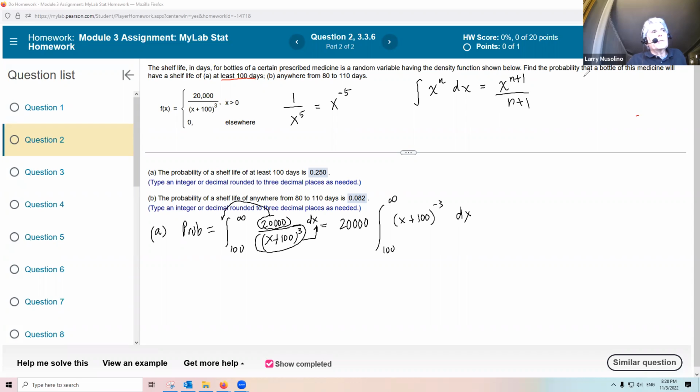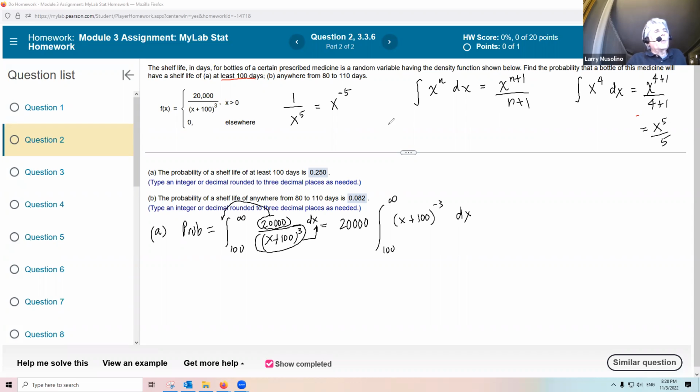Let's do an example here just to get started. How about the integral of x to the 4 dx? The rule says to find the integral of this function, you add 1 to the exponent and you divide by that same quantity, 4 plus 1. So this is x to the 5 over 5. That's what we're going to do here.